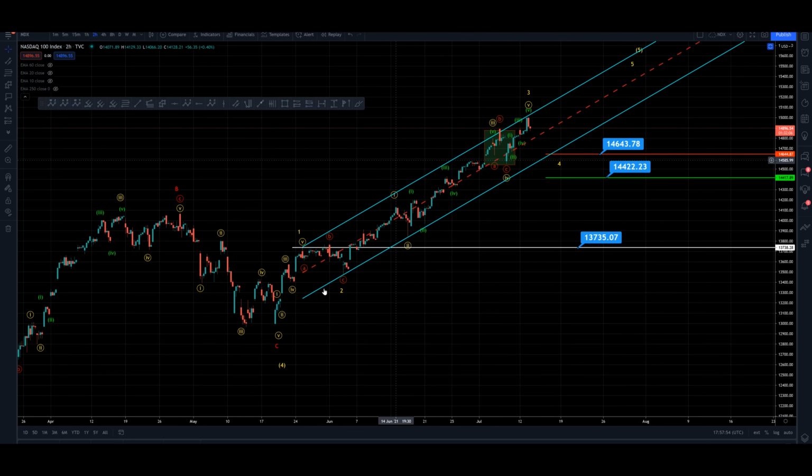But just in the meantime, assuming we channel with the 1, the 2, 3 and the 4, then somewhere around this neighborhood, a zigzag down to the 4 before pushing up to complete the 5, I think would be quite likely.